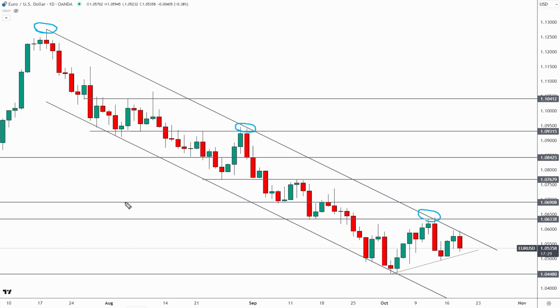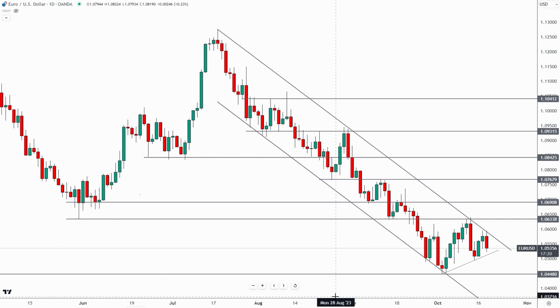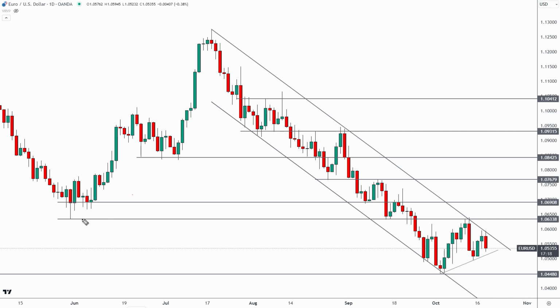Now, with the euro, we do have, again, the market moving here within a downtrend. So this is very much intact. We also saw it test this area up here around 106.30 recently. So this is something that I mentioned weeks ago to VIP members when the market was trading down here.